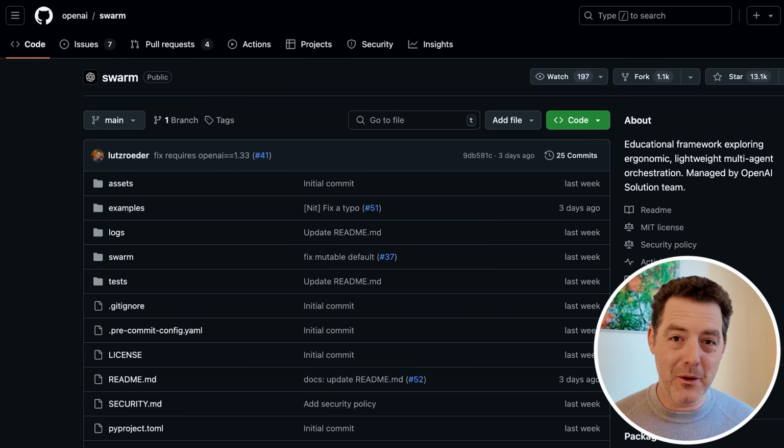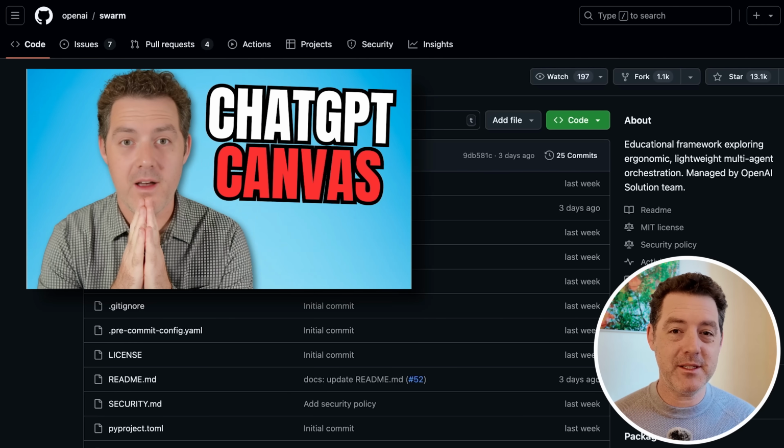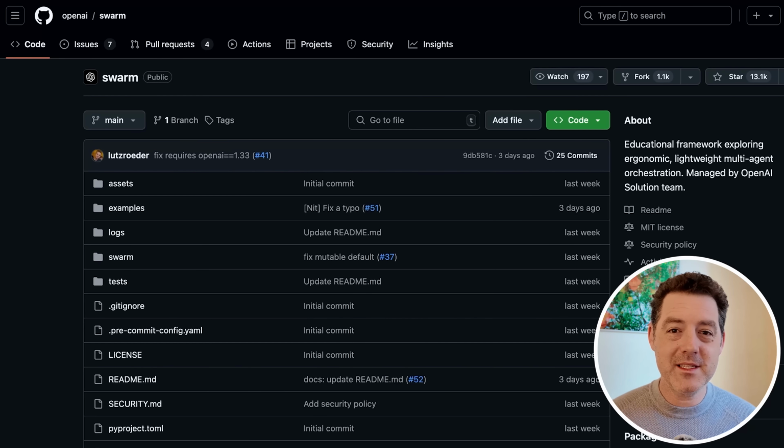OpenAI just released their own agentic framework, open source, and this is both a surprise and not a surprise because if you remember, just a week ago they released ChatGPT Canvas, and that was a huge upgrade to their interface. And why are these things similar?